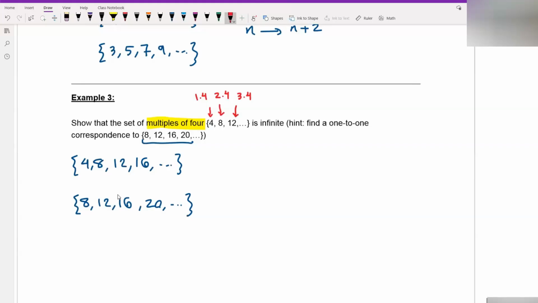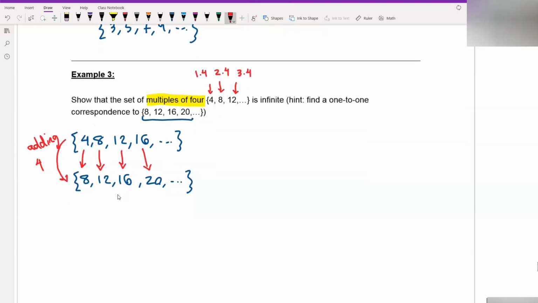How we can map this set, multiples of 4, to proper subset. So from 4 to 8, 8 to 12, 12 to 16, 16 to 20, if I try to subtract and find the difference, that is 4. So meaning we have to add 4. We can map by adding 4.